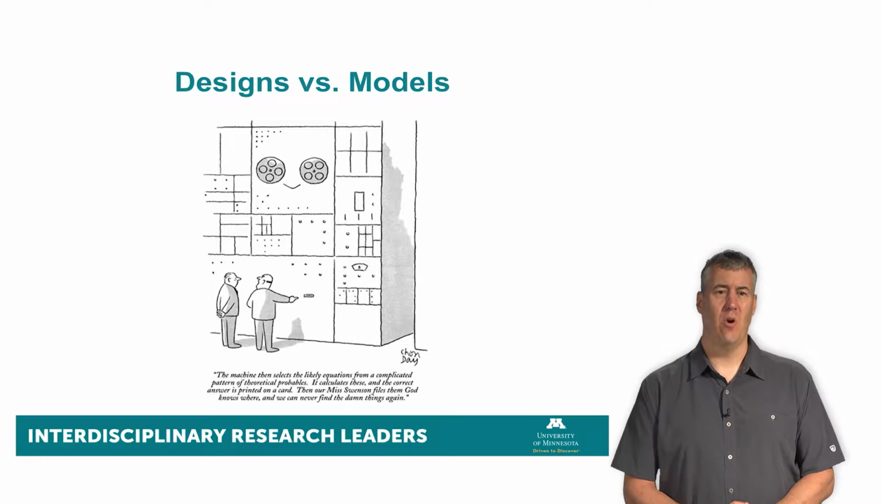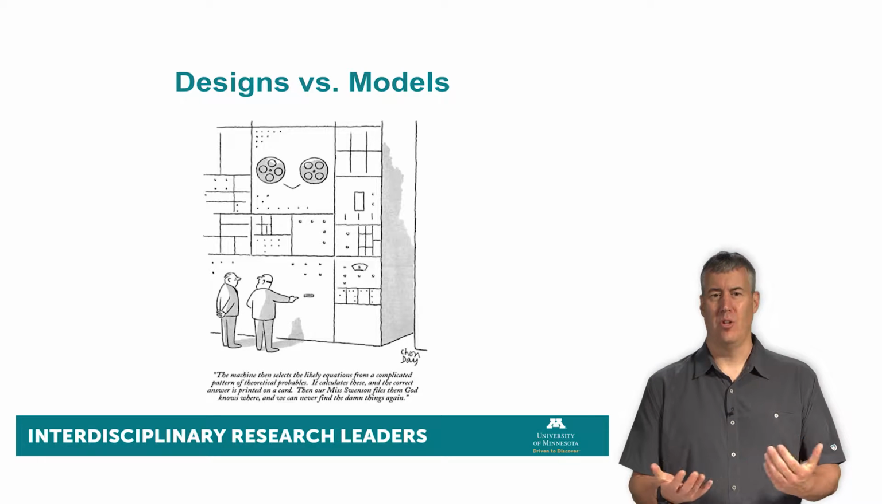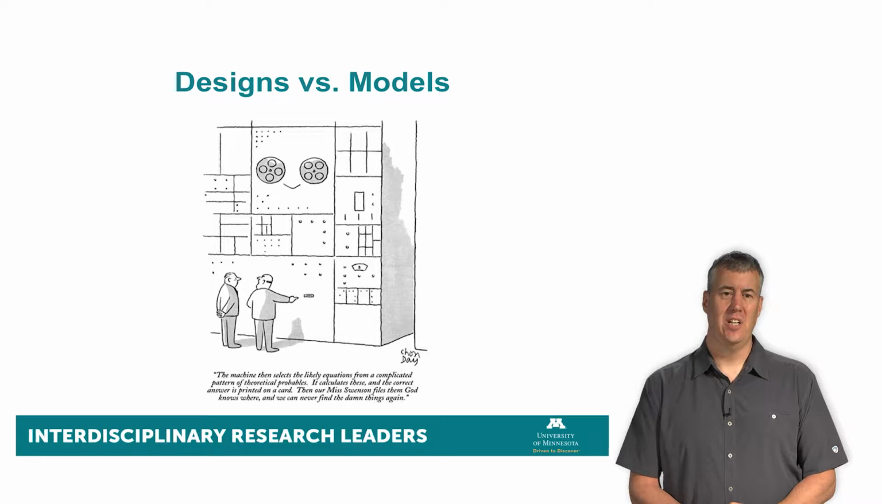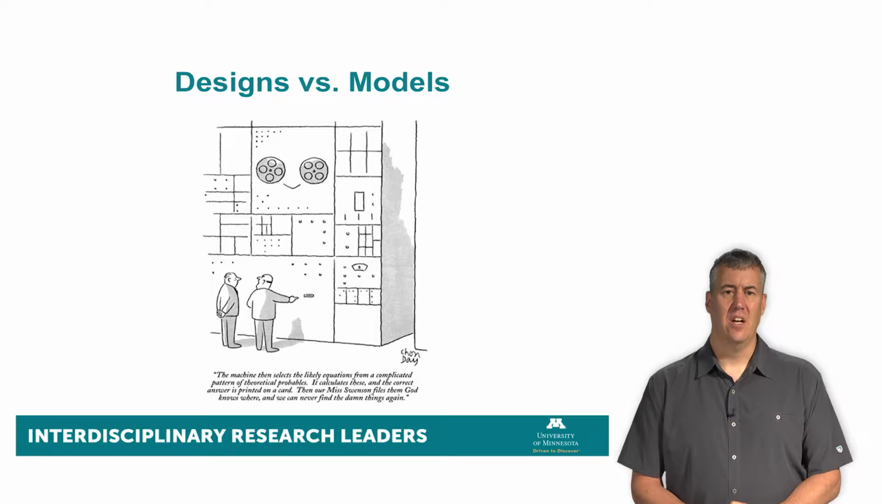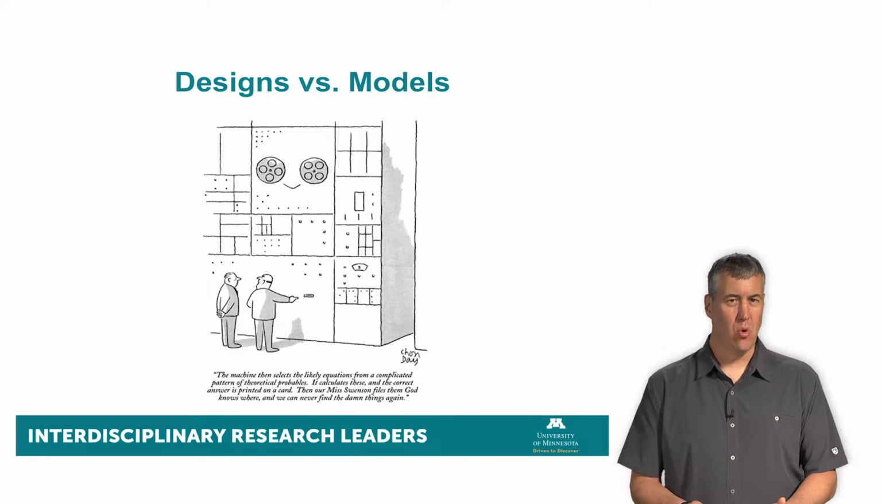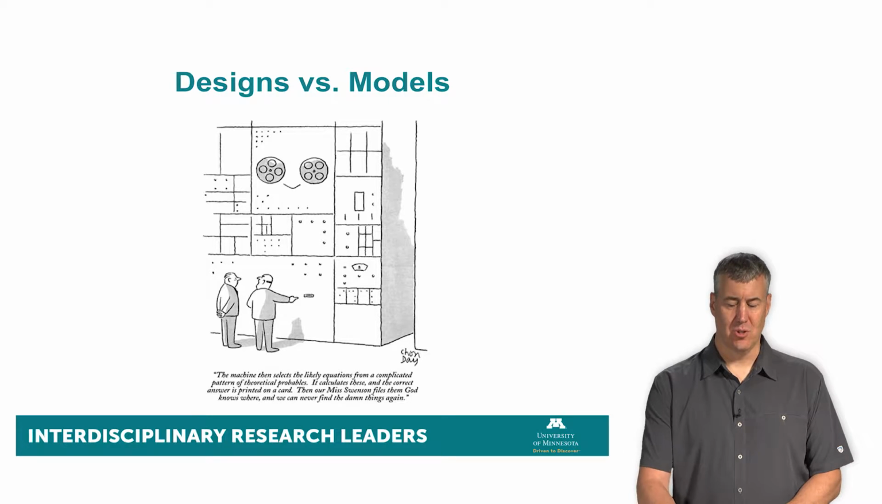This cartoon from the New Yorker always makes me laugh a little bit. You can see two gentlemen in front of some big computer machine, and the statement is this: This machine then selects the likely equations from a complicated pattern of theoretical possibilities. It calculates them, and the correct answer is printed out. Then Miss Svensson files them God knows where, and we just can't find the thing again. Again, let's not be seduced by fancy statistical work. Let's do good quality designs with good quality research.